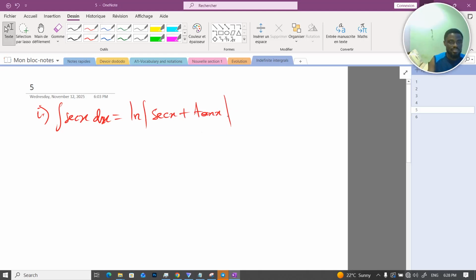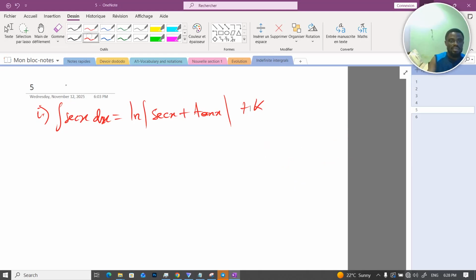If you differentiate this, you will see that you are going to have sec x. You have ln of sec x plus tan x. How do you differentiate ln of u? It's simply u prime on u. So if you differentiate this well, you will notice that the result will give you sec x. So plus constant of integration. Just remember this formula for now. We're going to prove it when we are in a video where that will help us to prove this.